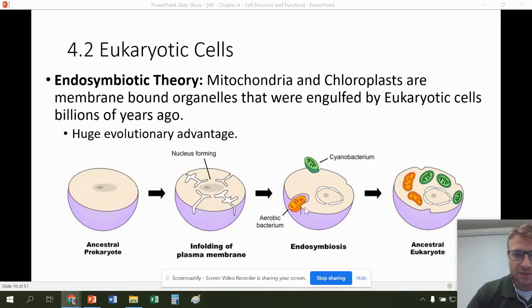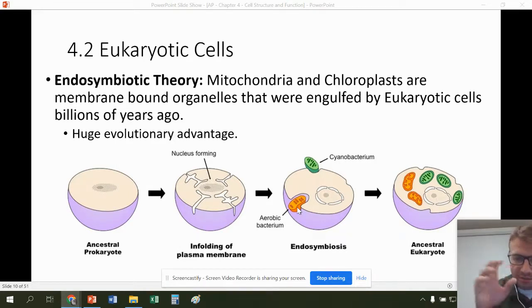Now, you can see here it says cyanobacteria and it says aerobic bacterium. These were their own living cells. For whatever reason, this prokaryotic cell folded in the outside plasma membrane and took in the cyanobacterium and the aerobic bacterium and kept them around. Instead of killing them, they said, hey, if we keep these cells around, they make glucose and carbohydrates really well, and they break down those carbohydrates and produce ATP very well.